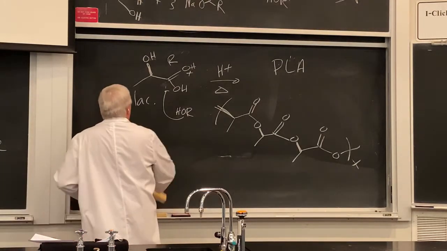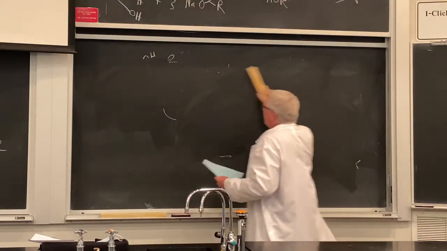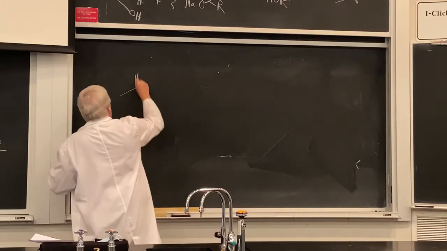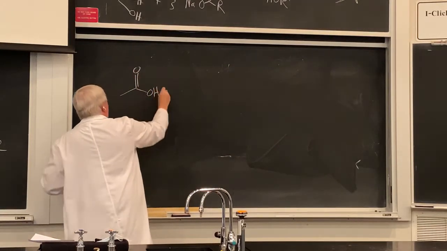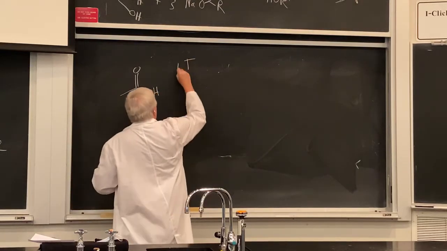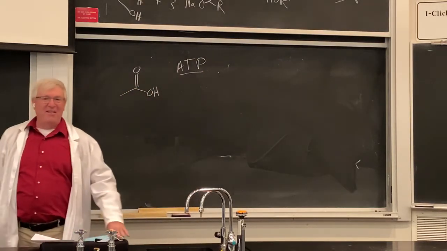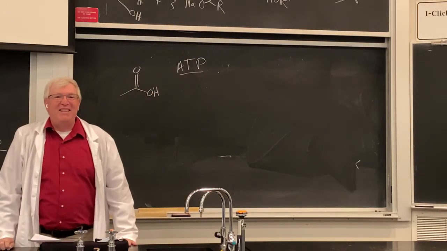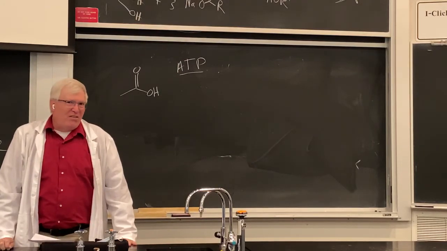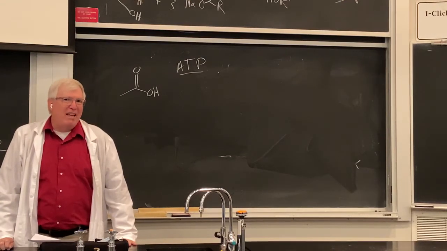Another thing about esters, I've been mentioning some of the biology. Let's look at how esters are made in biology. They're made from carboxylic acids and ATP at first. Now, what's ATP? Has anybody heard that term before? Yeah, adenosine triphosphate. What is that molecule? Well, it's the energy molecule inside of cells. All living cells have to make ATP.